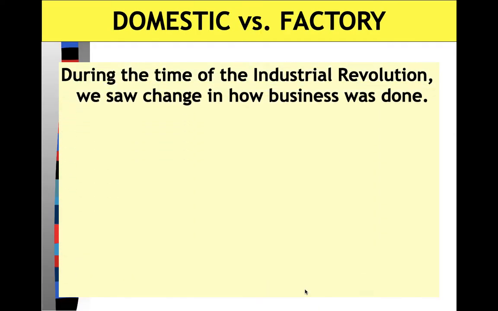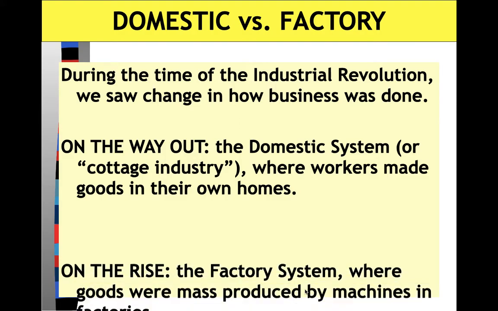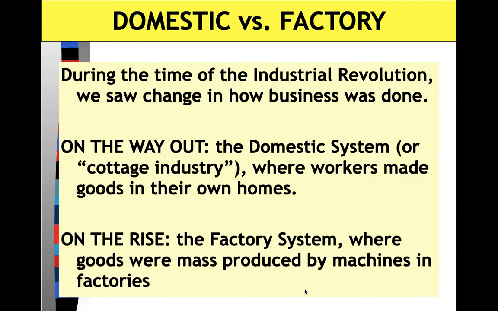So we saw changes in how business was done. On the way out, we know the domestic system or the cottage industry, where things were made at home, was on its way out. We also know that on the rise, the factory system was mass produced by machines.